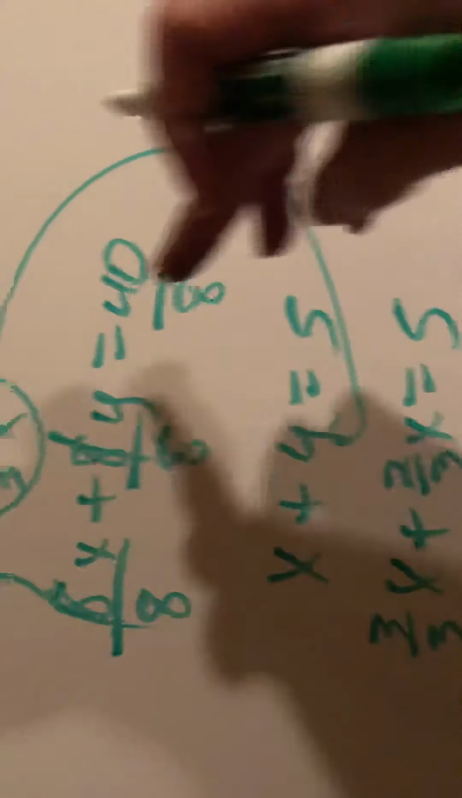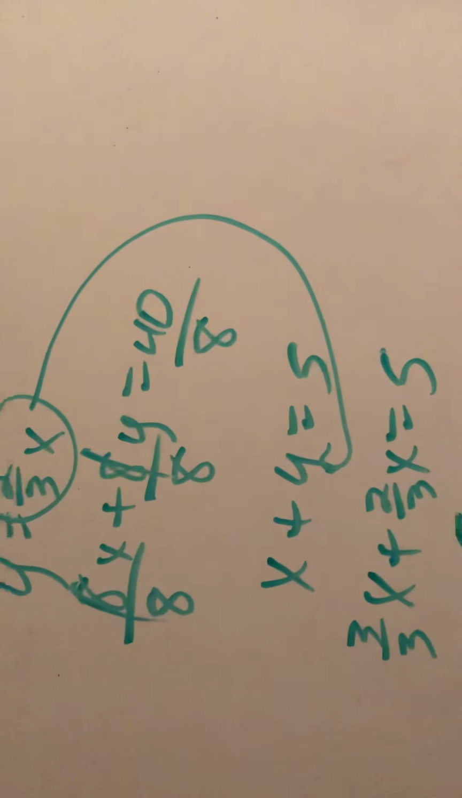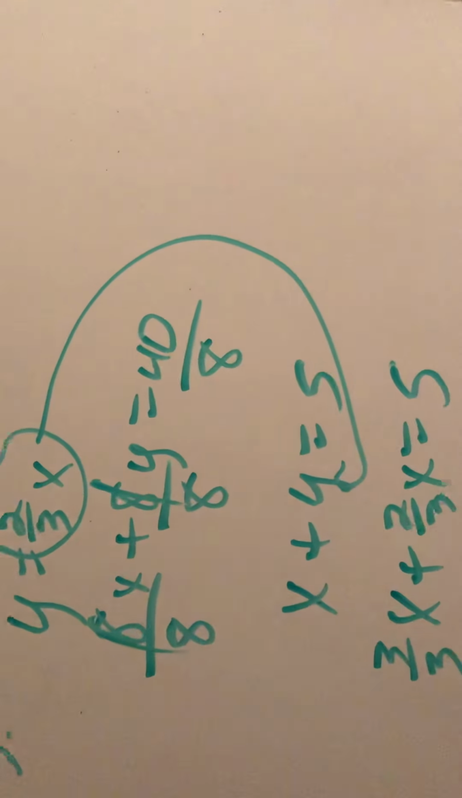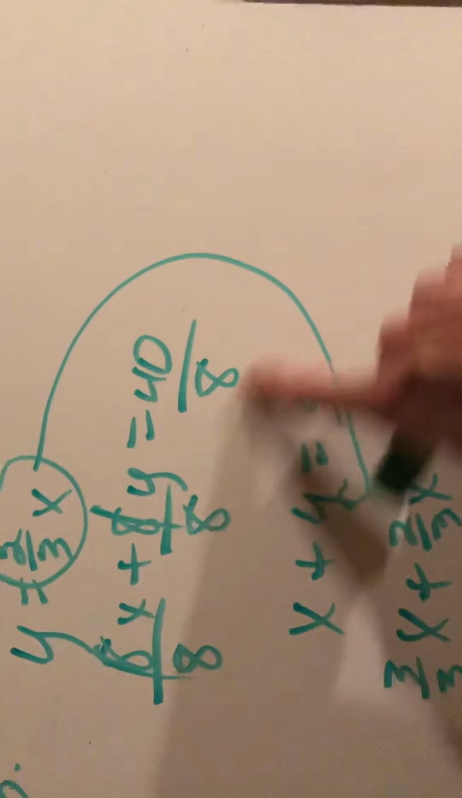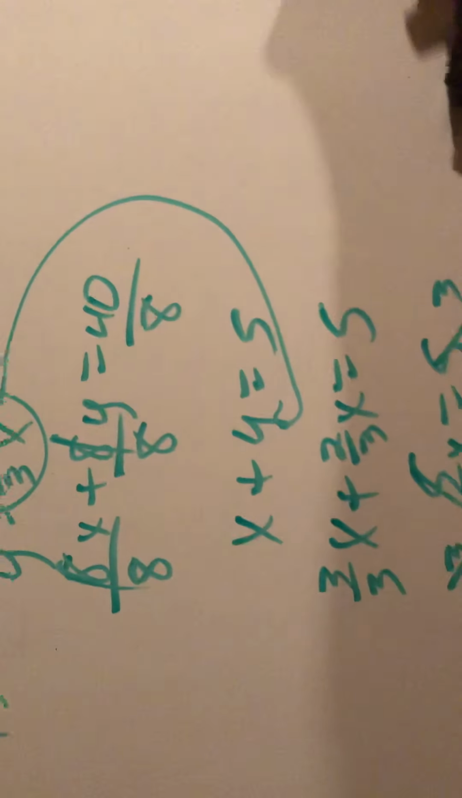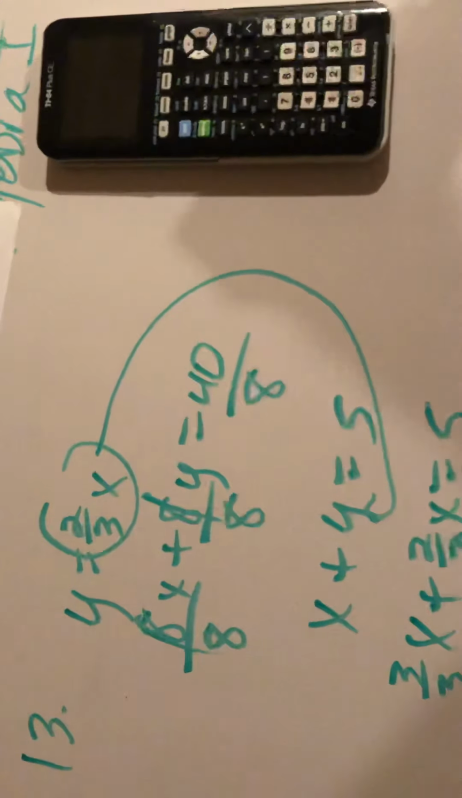It's not the only way to solve it. You could have plugged that in as is and gone from there, but I did notice that all of them are divisible by 8. So if you notice that, do that. Divide by that number first and then make it easier.